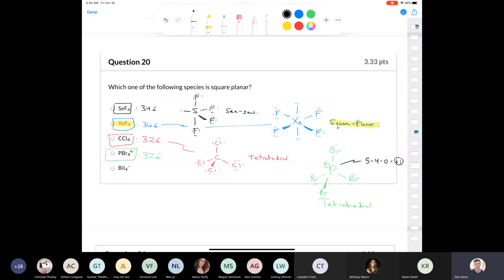And then the last one, which is, I've got bismuth, the bismuth tetraiodate ion, so BiI4 with a -1 charge. Here I've already tallied up the electrons. I've got 34 electrons. And you find that you have 5 regions of electron density around the bismuth, and one of them will be a lone pair.